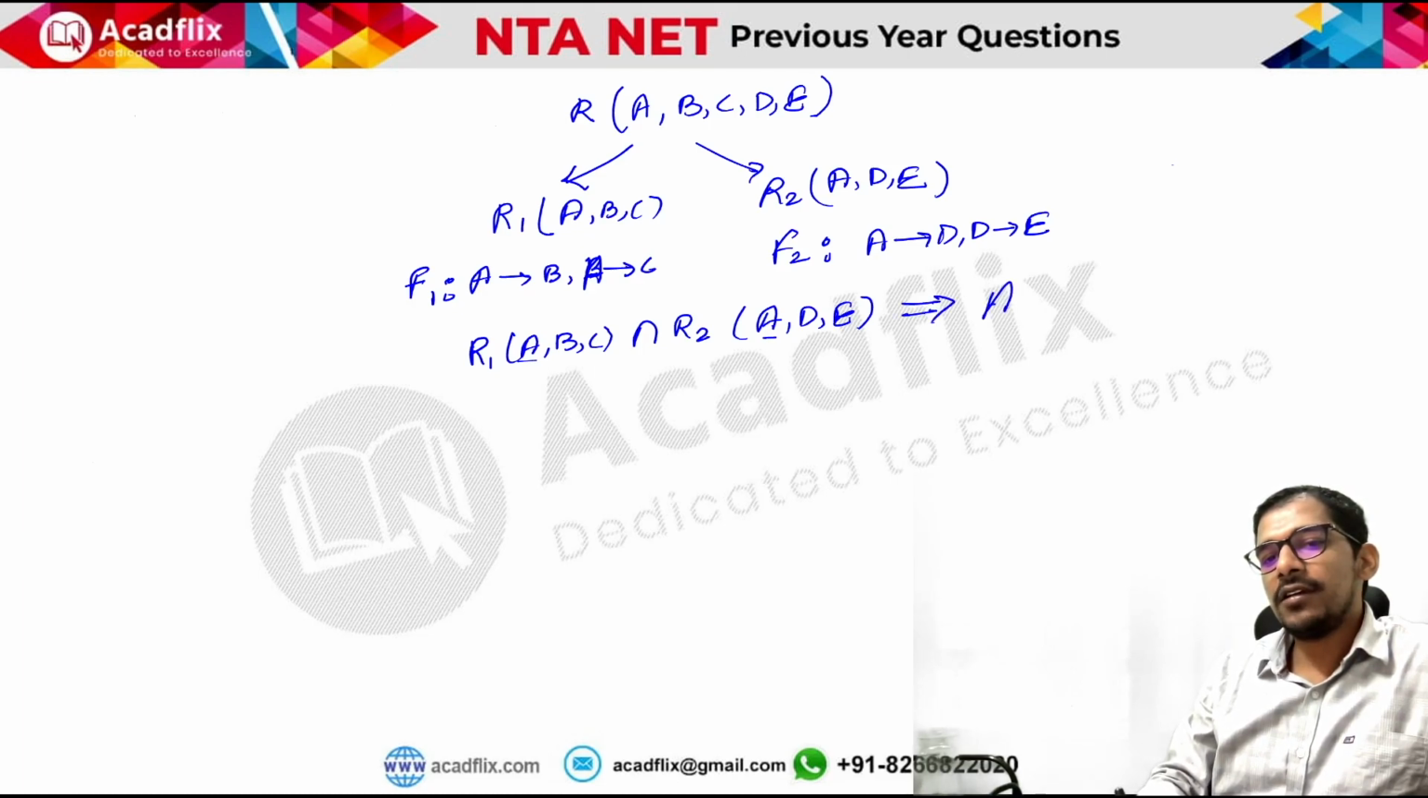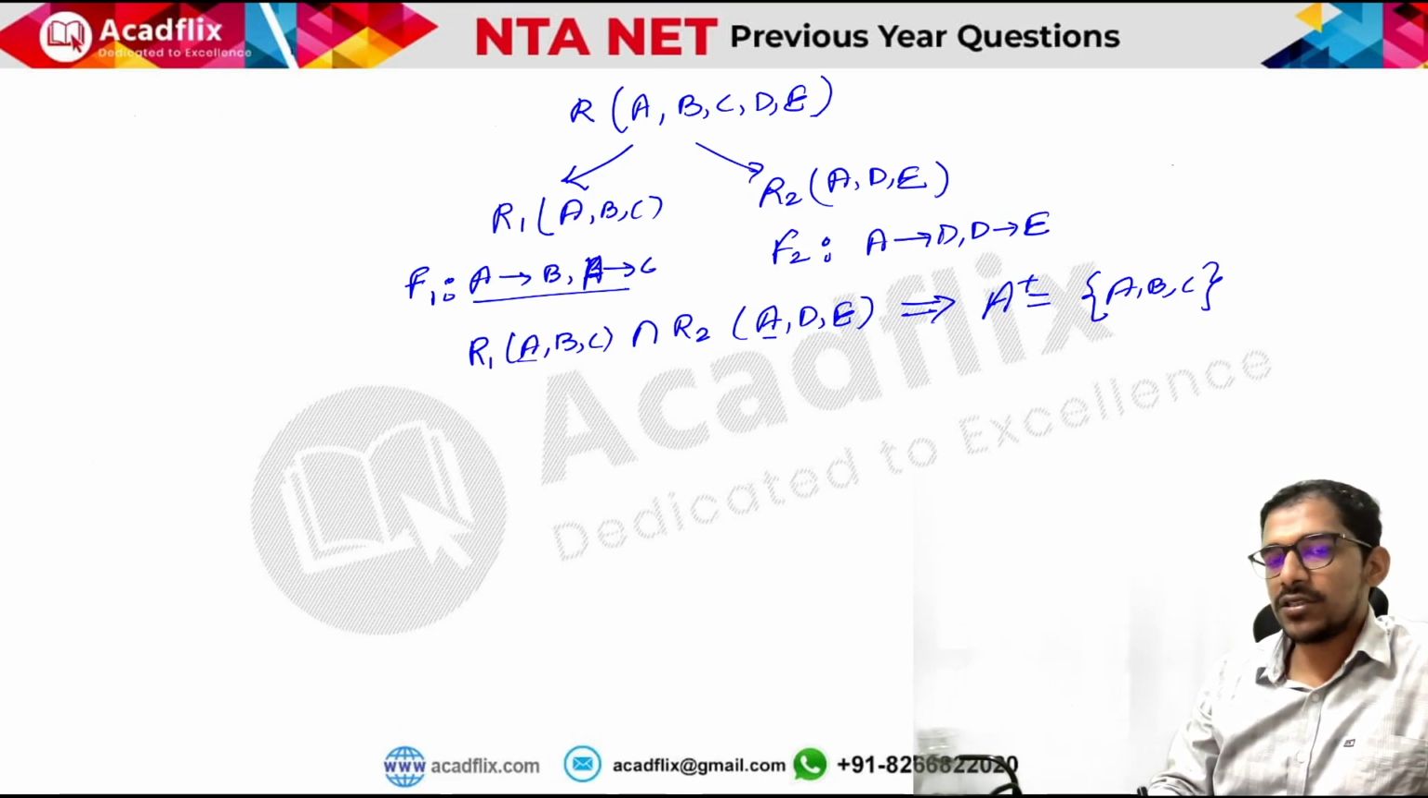Right now you check: is A a key of relation R1 or R2? Is this the key of any of these relations? How will you check that? If it can determine either all the attributes of this relation or this relation. So you will see that A is determining ABC, and it is also determining DE. That means A is the key of both relations.